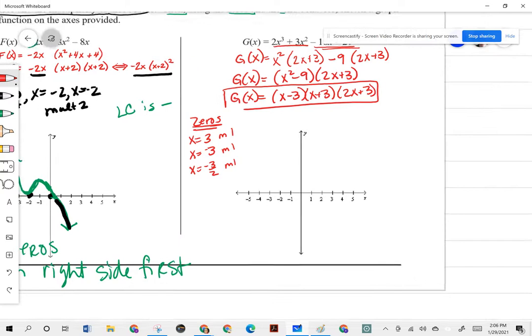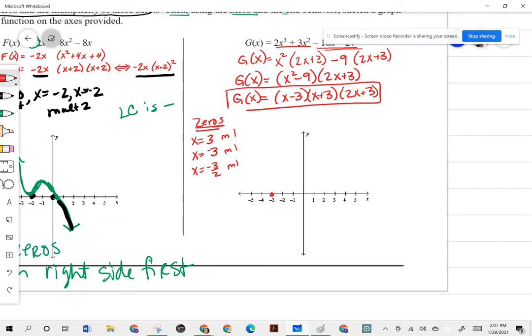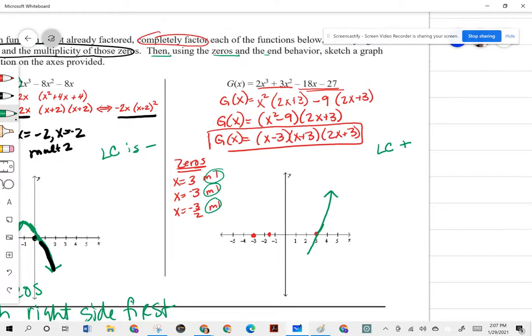Okay, so let's go ahead and plot those. I've got a -3, I've got a 3, and I've got a -1.5. So let's do that. And then the next thing we want to do is locate our right end behavior. So the leading coefficient is positive. So I know that I am going up. I also know that since there's a multiplicity of 1, then I've got to go through here. I've got to cut through that x-axis really quickly here.